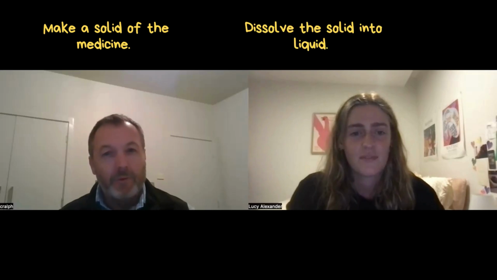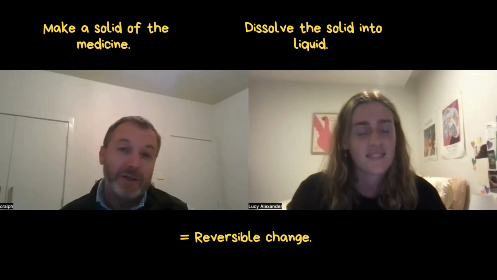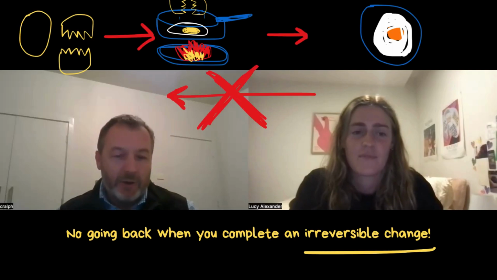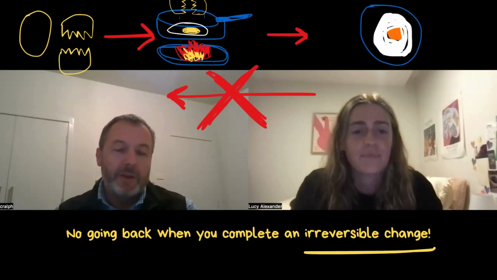So that's an irreversible type of reaction. But later in the process, I make a solid of the medicine and I can redissolve it back into liquid, which is a good example of a reversible. How do we know what type of change has occurred? Really about that you cannot go back with the irreversible.